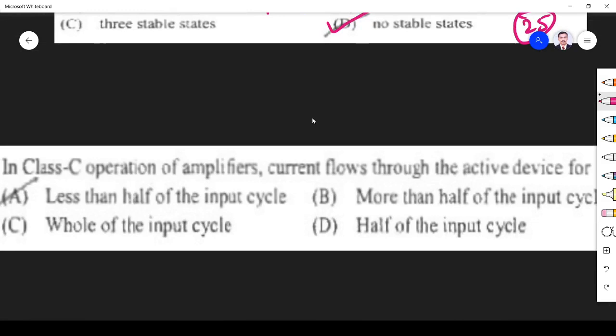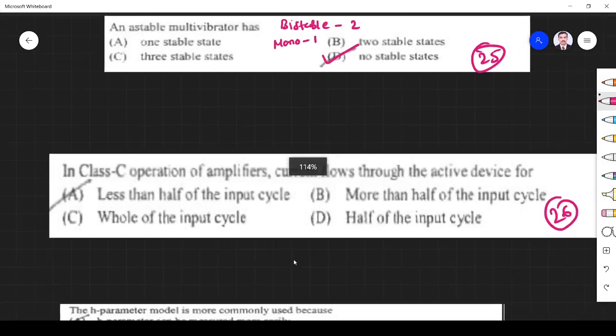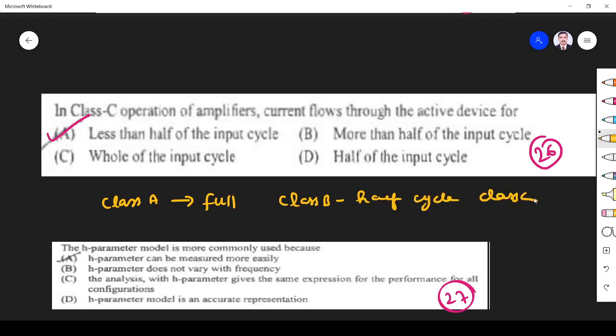Next question: in class C amplifiers, current flows through the active device for less than half a cycle. That we must know. In class A, current flows for the full cycle. In class B, half cycle. In class C, less than half.